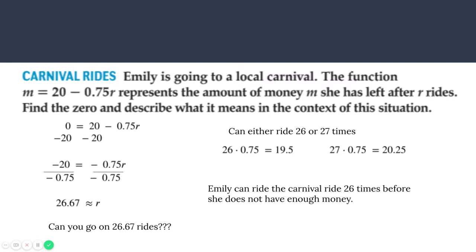So I'm going to go to the next slide. And when I get to the next slide, I want you to pause. And I want you to read through the next word problem and try this one on your own. And then when you unpause, I'll work through it.